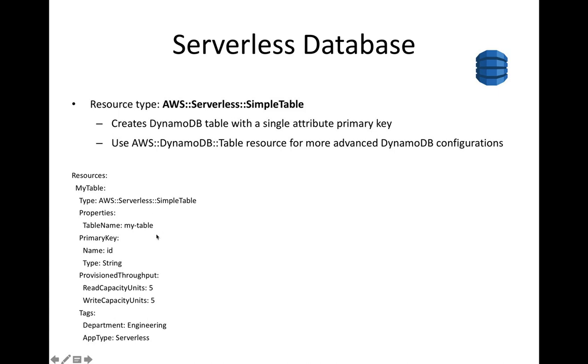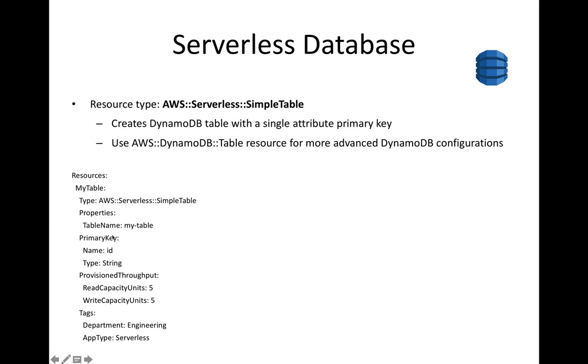We might want to just allow CloudFormation to dynamically generate the table name, in which case we would leave off this table name property. We would define the primary key. Remember, every DynamoDB table has to have a primary key, which could be a single partition key, or it could be a composite key, which is a partition key plus a sort key. When you're using this simple table resource, you can only use a single primary key.